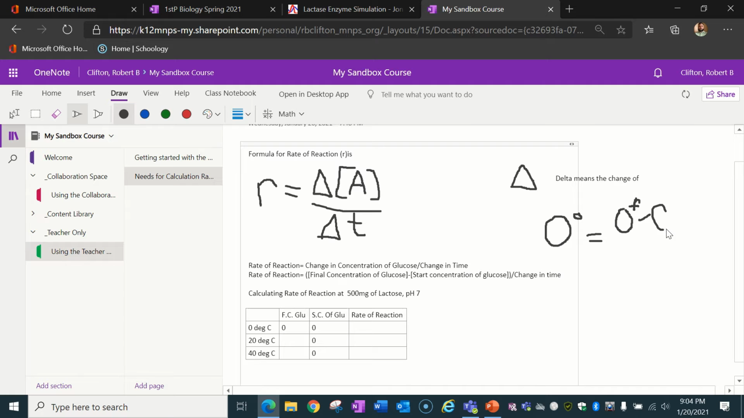Minus 0 for the start, divided by the time length, and we already know the time length, right? So it's going to be 20 minutes.